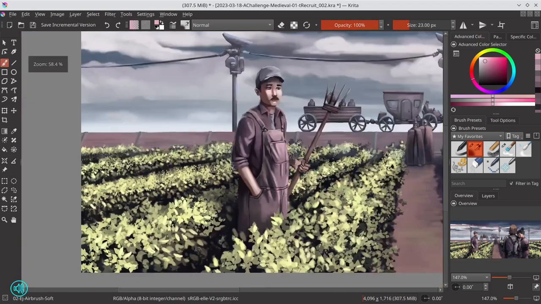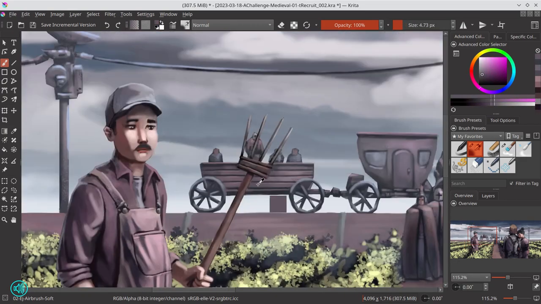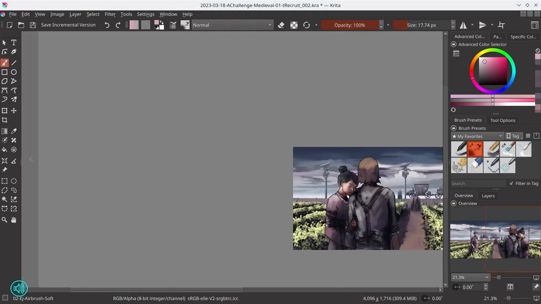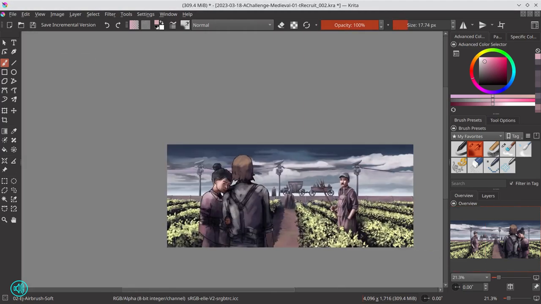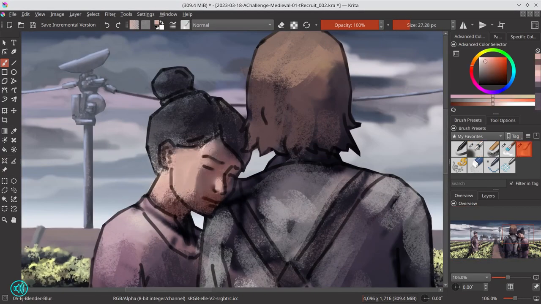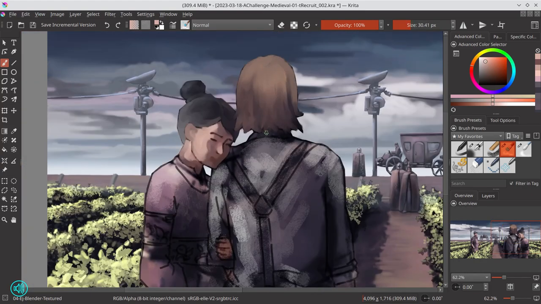I just realized it's one of my weakest links when it comes to environment illustrations. I don't think of atmospheric perspective as much, but it's going to be one of the things that I'm going to try to concentrate on in the following year. But anyways, this illustration is almost done, so I'm just going to go over my thoughts about this illustration and the challenge in general.